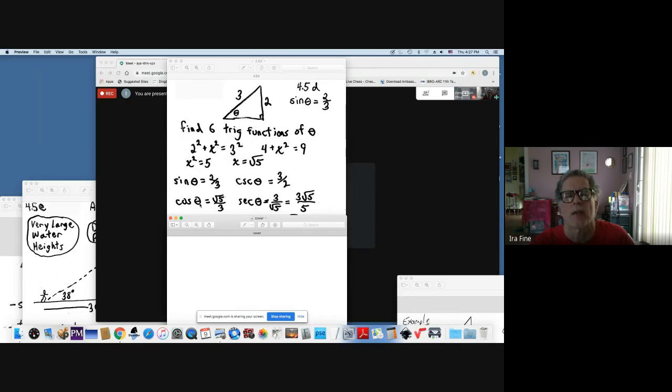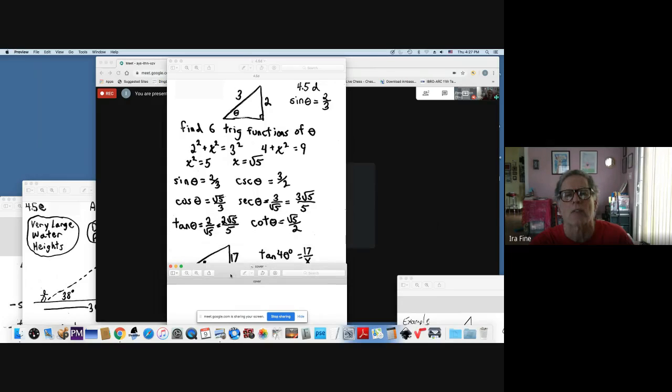The secant, its reciprocal, is going to be 3 over radical 5. And again, usually, remember in algebra, we rationalize the denominator, so multiply top and bottom here by radical 5. So you get 3 radical 5 over 5, right? Radical 5 times radical 5 equals 5.